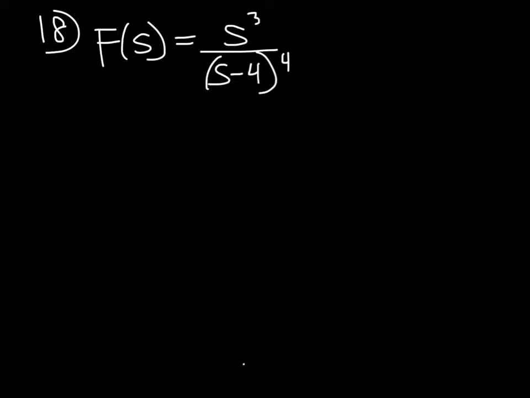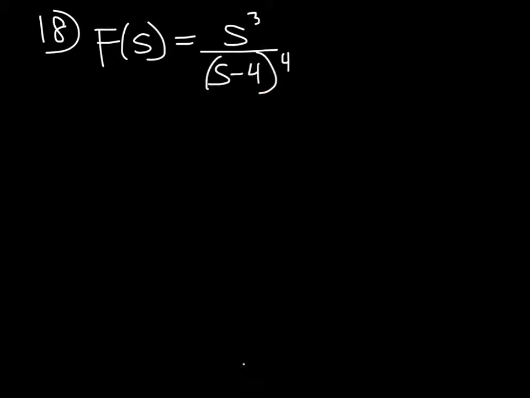Okay, this is number 18 in your book, and it says to use partial fractions to find the inverse Laplace transform of this function. So we want to find our f of t. We're given this function, our rational function, and we're going to use partial fractions. Notice we have four factors of s minus 4.